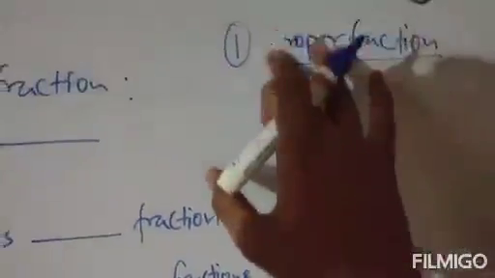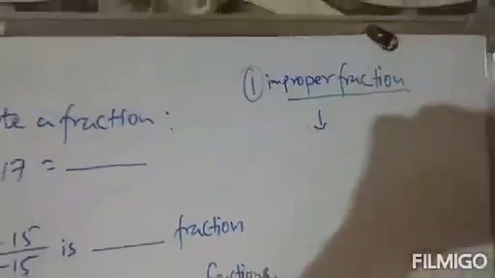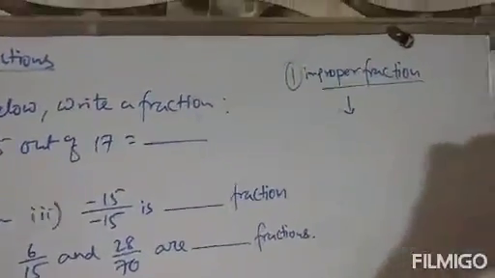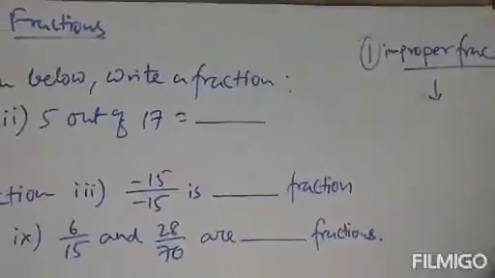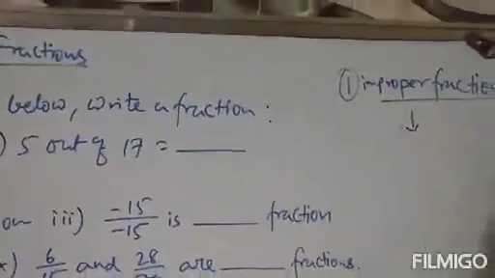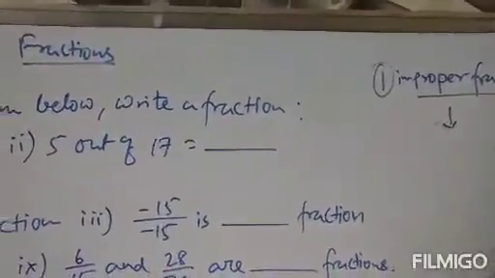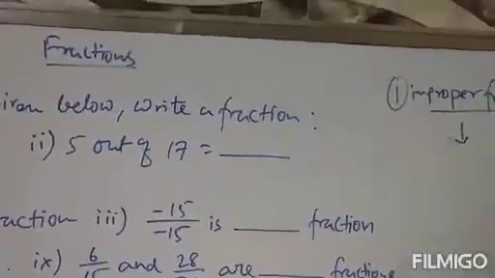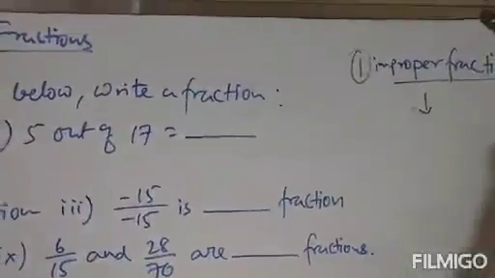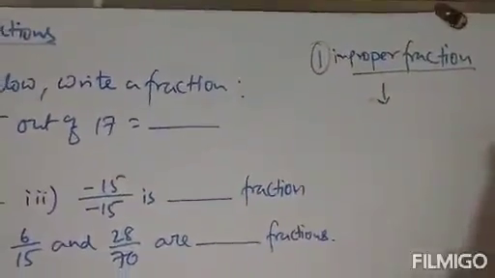Next one, improper fraction. An improper fraction is just the reverse of a proper fraction. That means a fraction whose numerator is greater than or equal to its denominator. That means the numerator will be greater than the denominator, or the numerator can be equal to the denominator. That fraction will be your improper fraction.